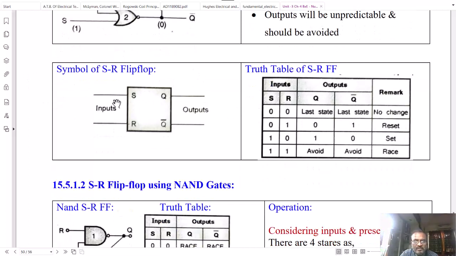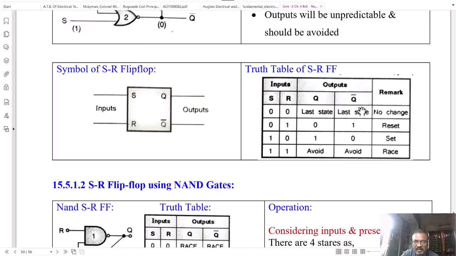Now we will show this SR flip-flop by its symbol. The flip-flop is normally shown by a square box with two inputs S and R and two outputs Q and Q bar. The truth table of the SR flip-flop is shown here. Those are the conditions of the S and R inputs and the corresponding outputs Q and Q bar. We have seen all four conditions of the S and R inputs. We will fill up this table.